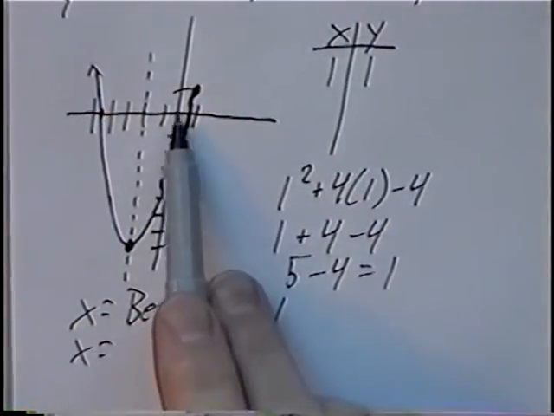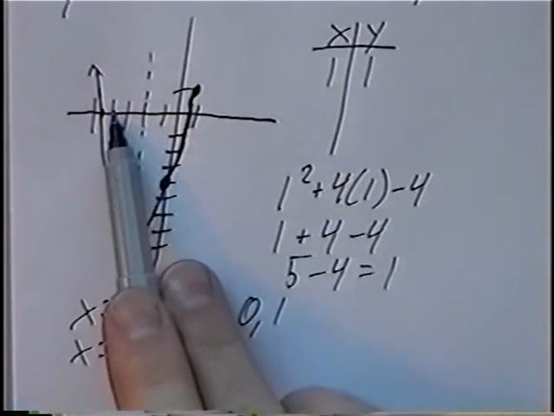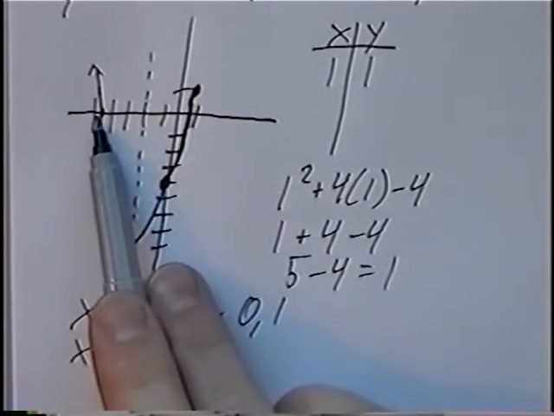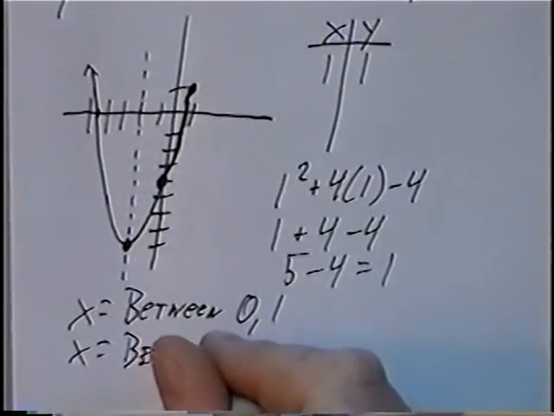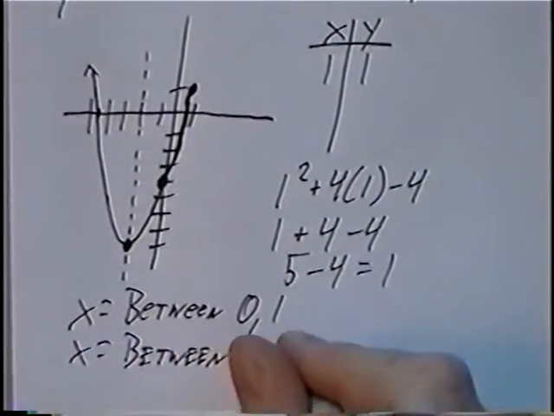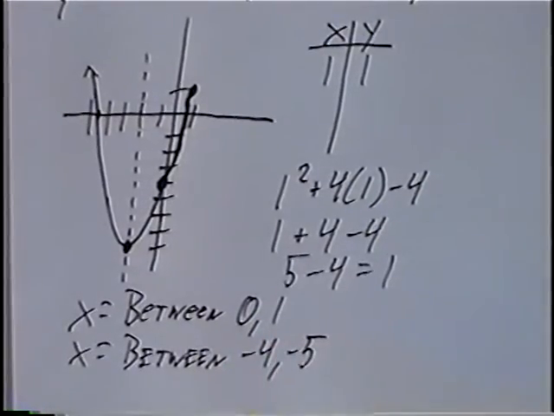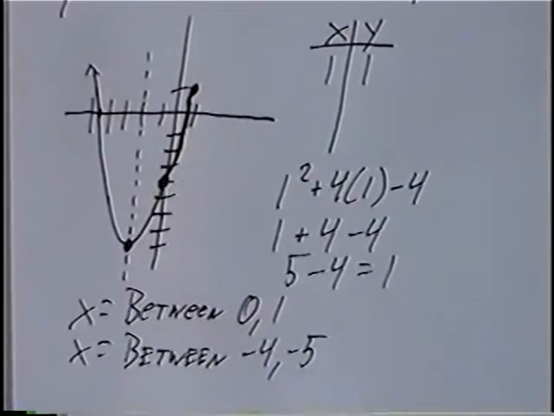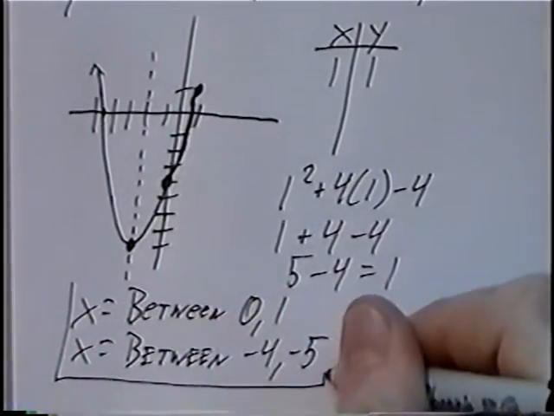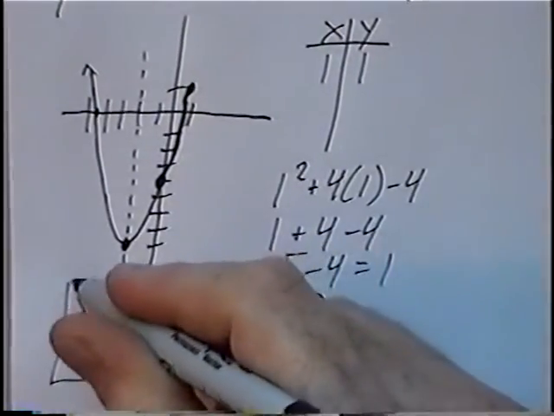And counting the numbers up, this will be 1, 2, 3, 4, negative 4, and negative 5. So our second answer would be between negative 4 and negative 5. Again, it'll be some decimal, some fraction between negative 4 and negative 5, but we cannot find the exact answer by using graphing.